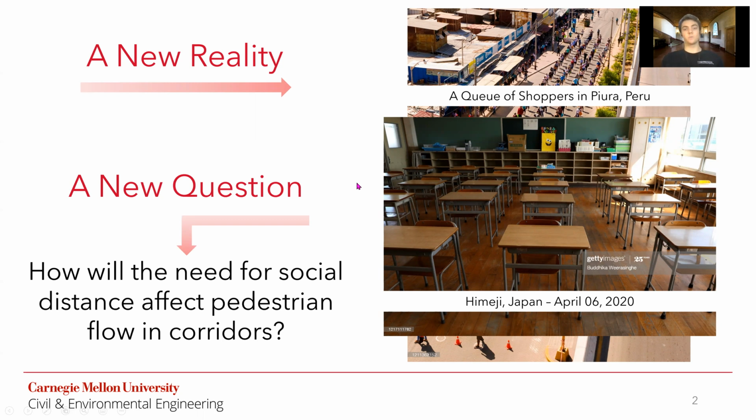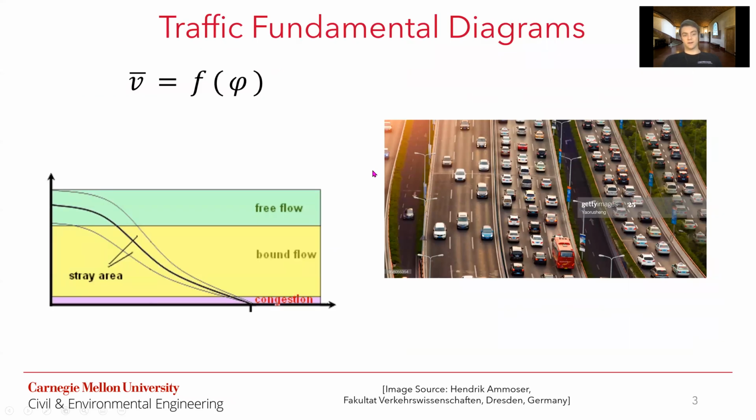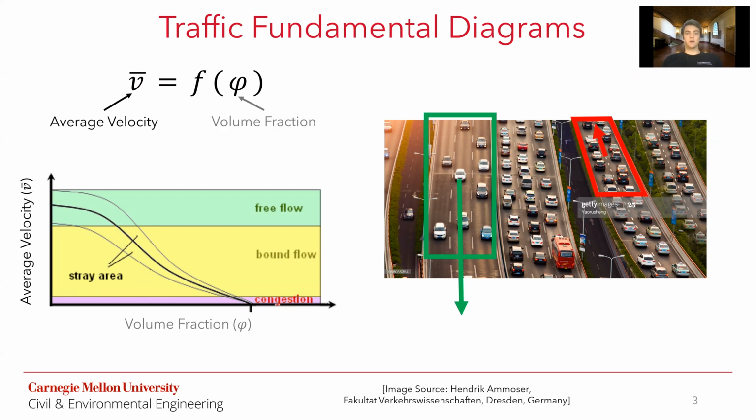And to answer our question, we decided to borrow a concept from traffic engineering. That concept is traffic fundamental diagrams. In a traffic fundamental diagram, the average velocity of a group of vehicles is plotted against the volume fraction of vehicles occupying a roadway. Intuitively, at a low volume fraction, the vehicles collectively will have a pretty high average velocity that is close to their desired velocity. Now, when the volume fraction of vehicles increases, the average velocity of vehicles will decrease.